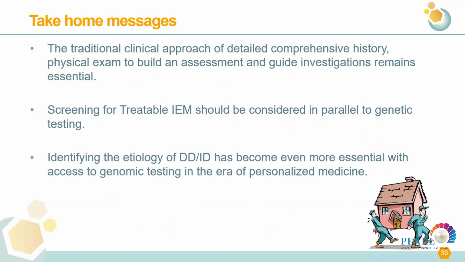But we have to keep in mind some take-home messages: the traditional clinical approach of detailed, comprehensive history and physical exam to build an assessment and guide investigation remains essential. Screening for treatable inborn errors of metabolism should be considered in parallel to genetic testing. And as we highlighted in the patient that I described, there's a significant impact on the patient's outcome when you do this. Identifying the etiology of global developmental delay and intellectual disability has become even more essential with access to genomic testing in the era of personalized medicine.